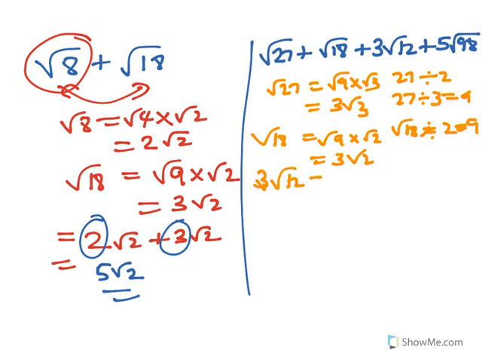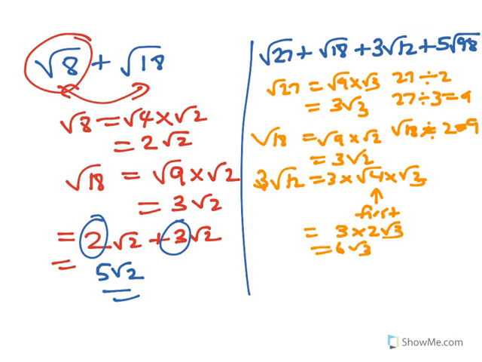3 root 12 would be 3 times. Now 4 3s are 12. Notice I'm always writing the square part first. So that's 3 times 2 root 3, which is 6 root 3.